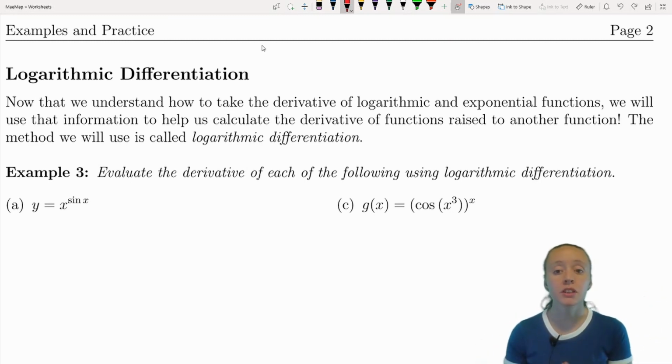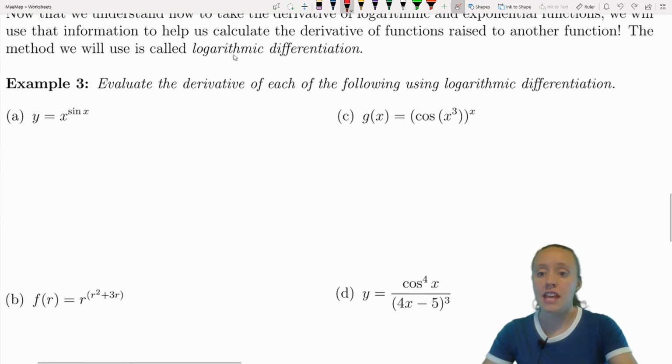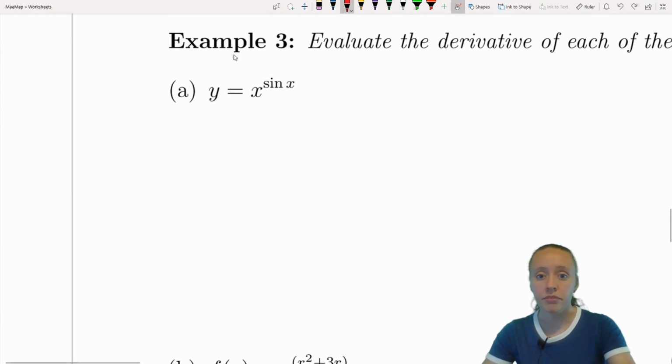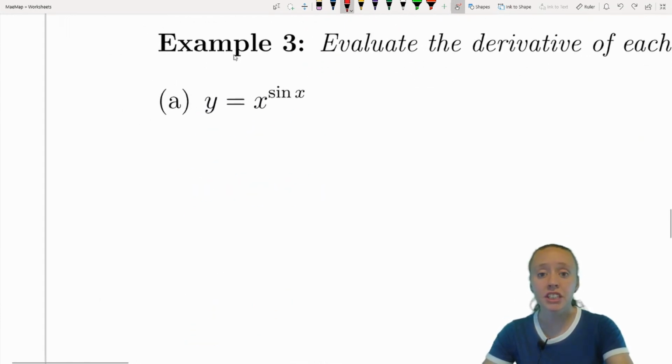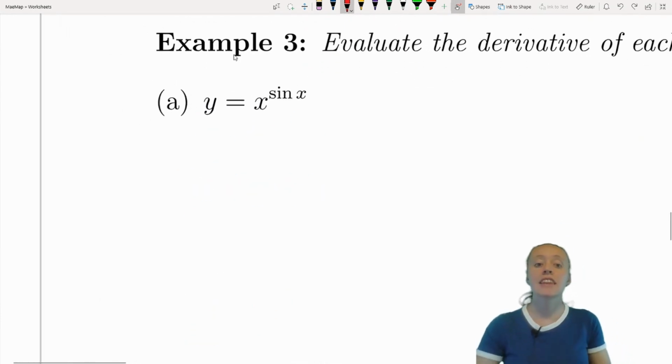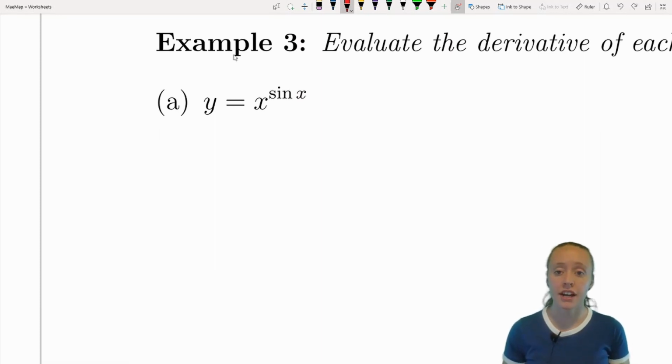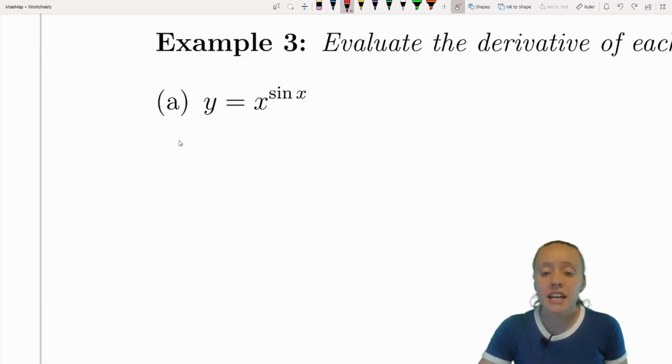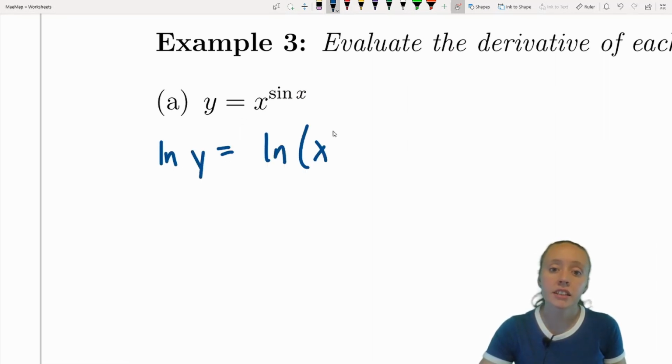Well, the method we're going to use is called logarithmic differentiation. So we're going to evaluate the derivative of each of the following using that method. And the key for logarithmic differentiation is that we're going to take the ln of both sides. So if I take the ln of both sides, I'll have the ln of y equals the ln of x to the sine of x.